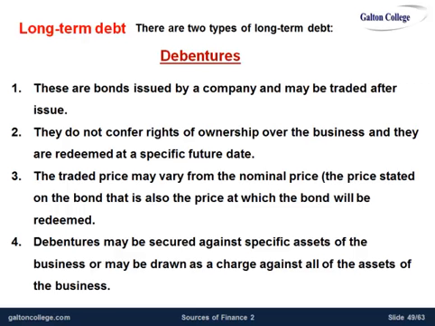Debentures may be secured against specific assets of the business, or may be drawn as a charge against all the assets of the business. So you may issue a debenture on the premises, not on the furniture, not on the machines, just on the premises. Or you may issue the debenture on the machines, not the premises, nothing else, just the machinery. So it depends. The debentures could be issued on the whole business, or on some part of the business.